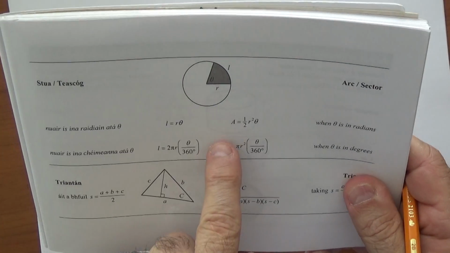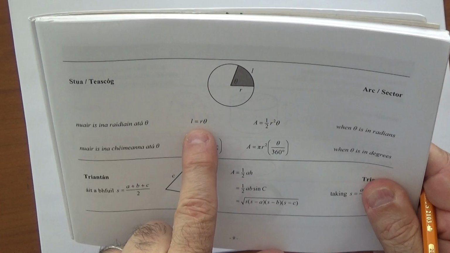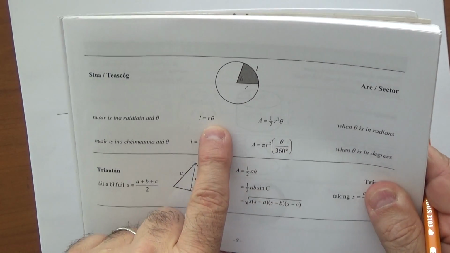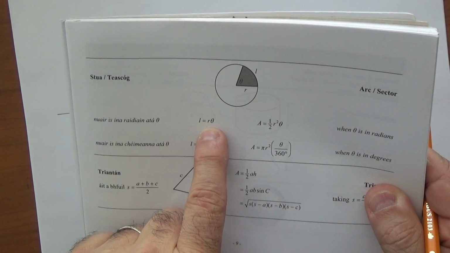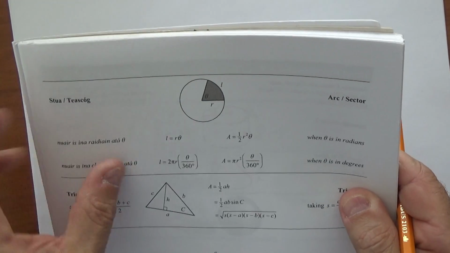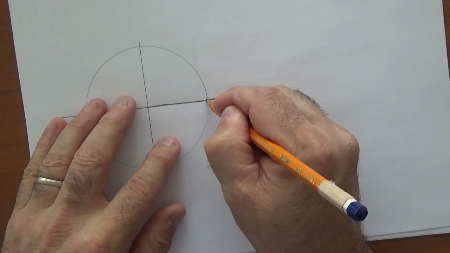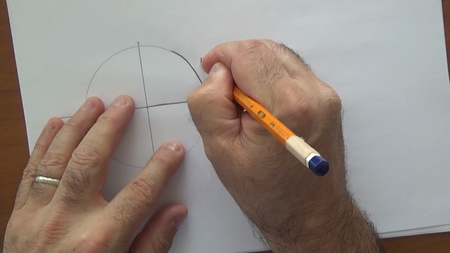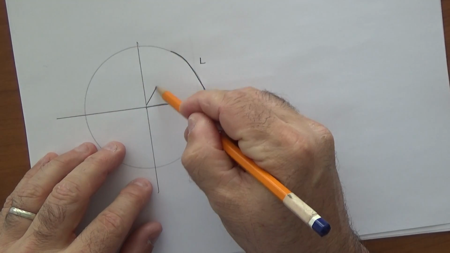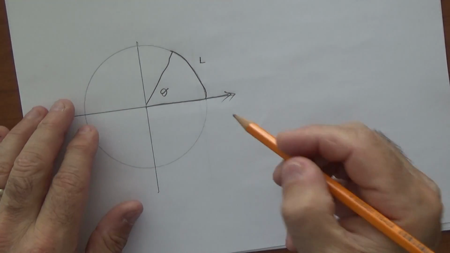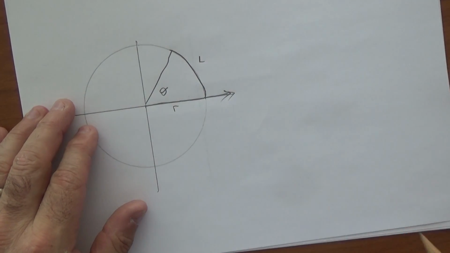Looking at a formula which has theta in it in radians, we can work backwards to find out the definition of theta. So L is the length of the arc. Arc is a part of a circle. Theta has this new mystical measure, radian, and the radius of the circle is r.